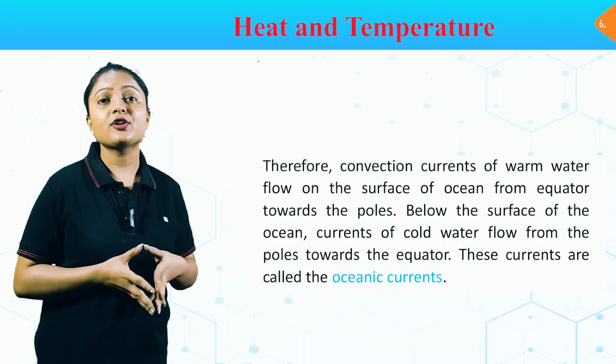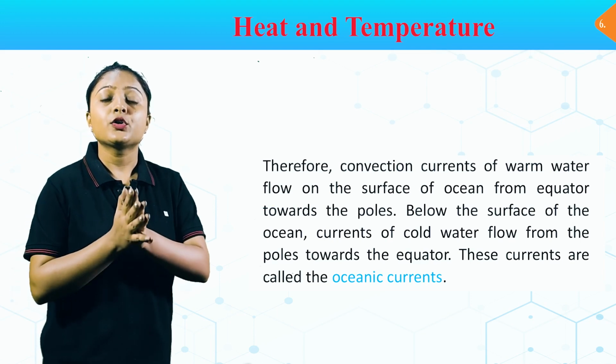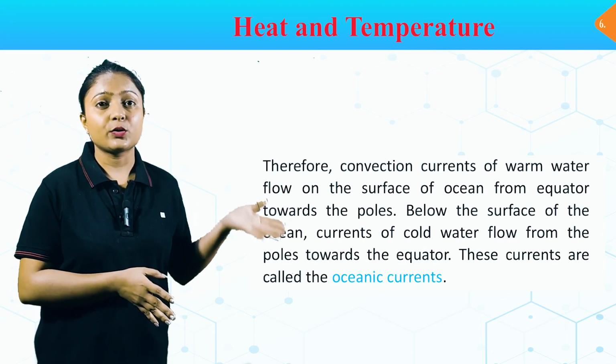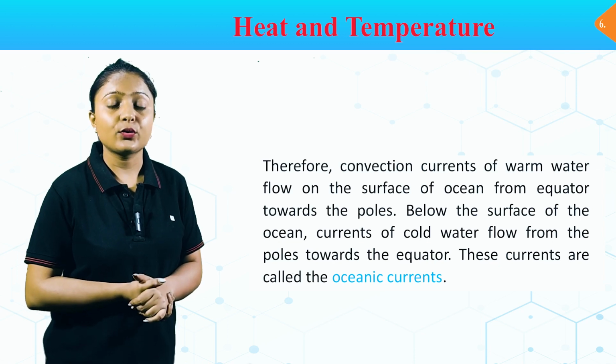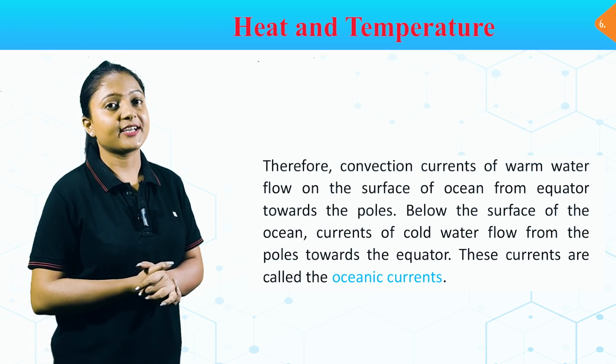Therefore, the convection current of warm water flows on the surface of the ocean from the equator towards the poles. Below the surface of the ocean, currents of cold water flow from the poles towards the equator. These currents are called ocean currents.